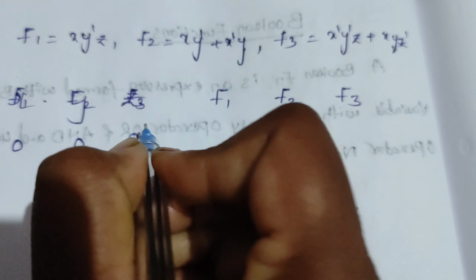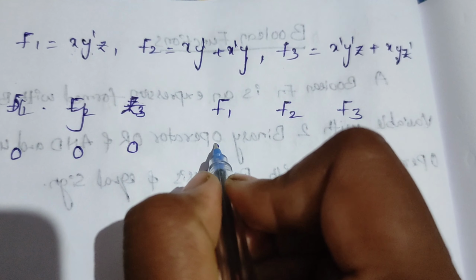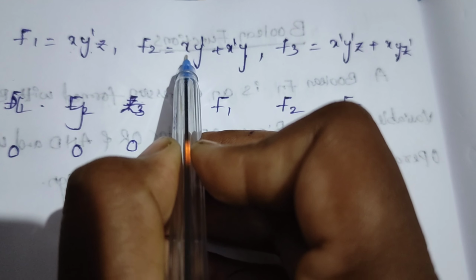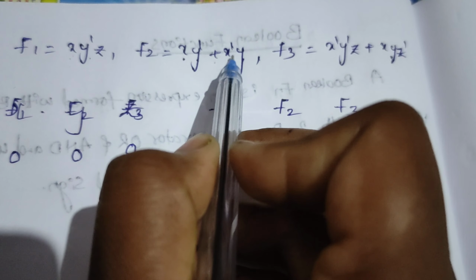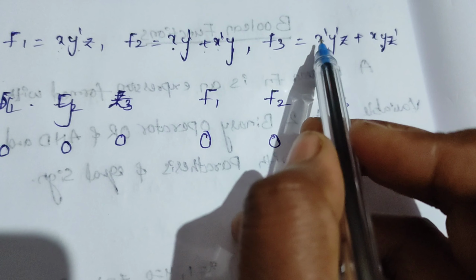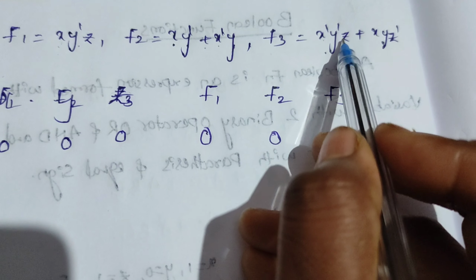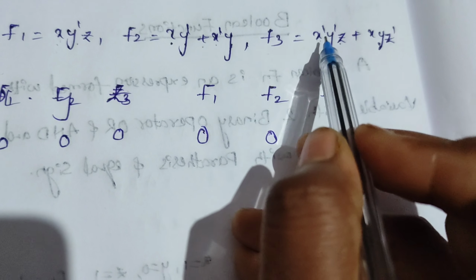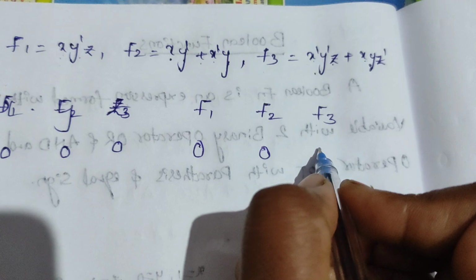Start with 0, 0, 0, for 3 zero inputs. 0 into something is 0, and y bar is 1, but 0 multiplied by anything is 0 only. So function f1 is 0. For f2, x is 0 and y bar is 1, something into 0 plus 1 into 0, so this is 0. Coming to function f3, x bar is the complement of 0, which is 1, into 1, multiplied by z which is 0, so this is 0, and plus 0 into something is 0. So function f3 is also 0.